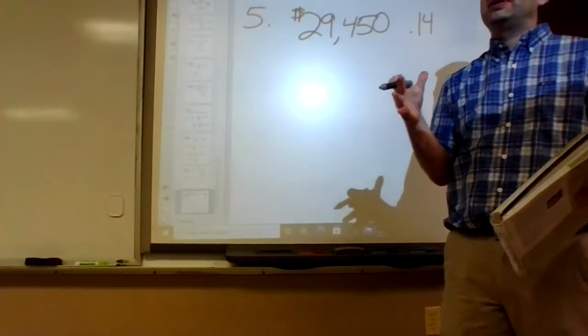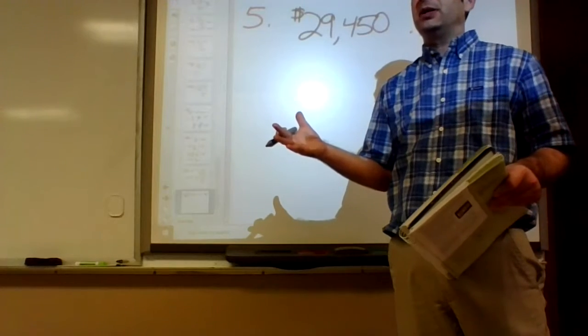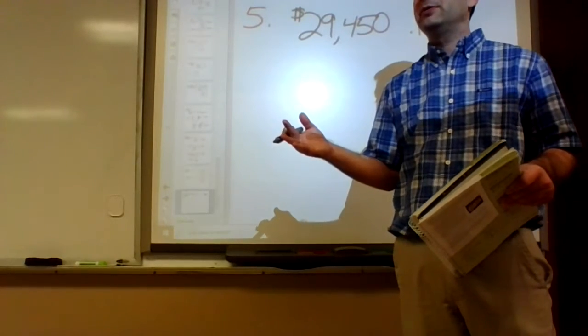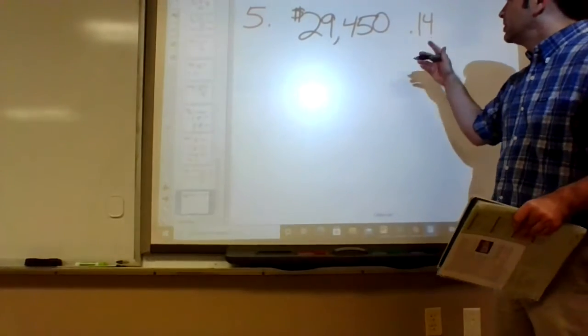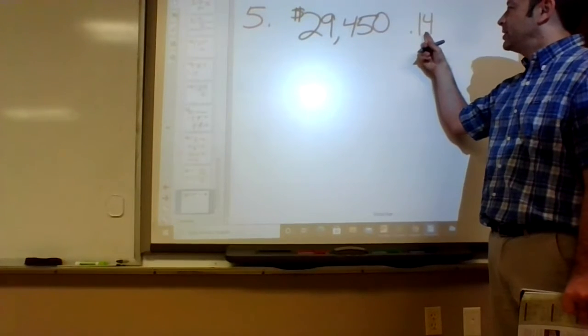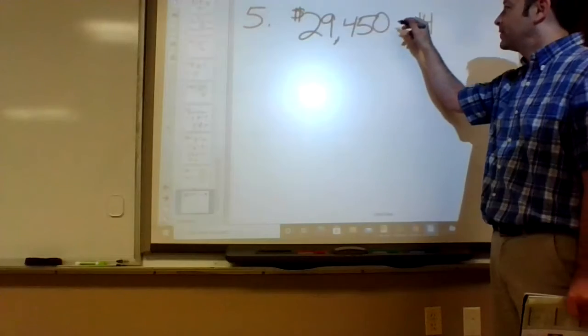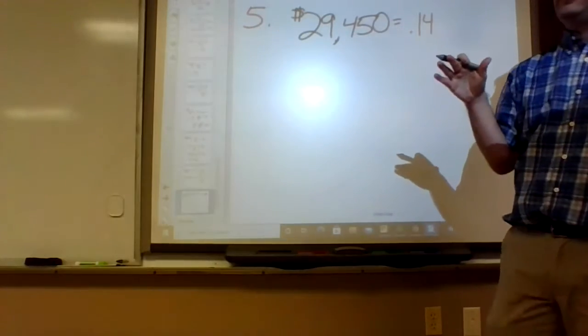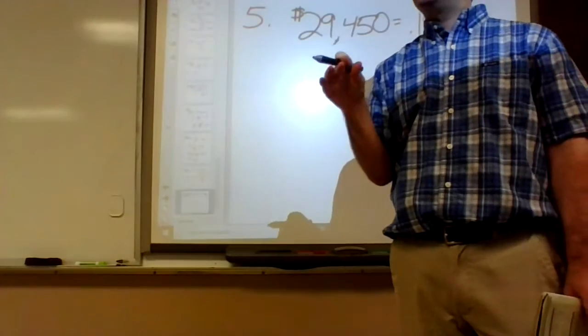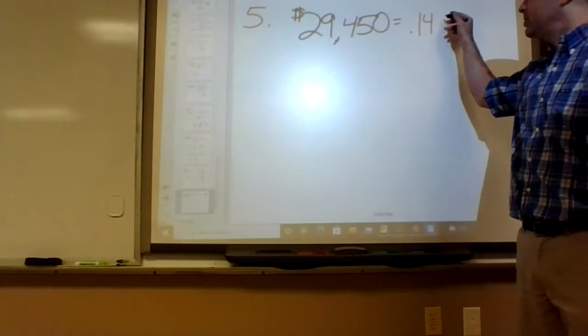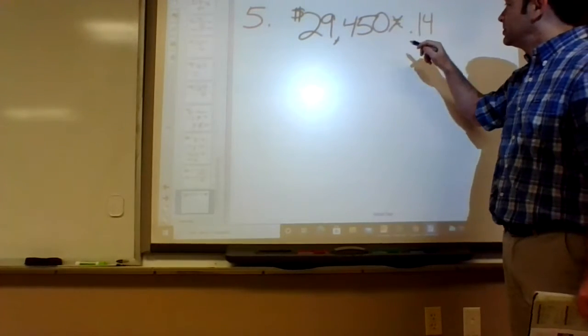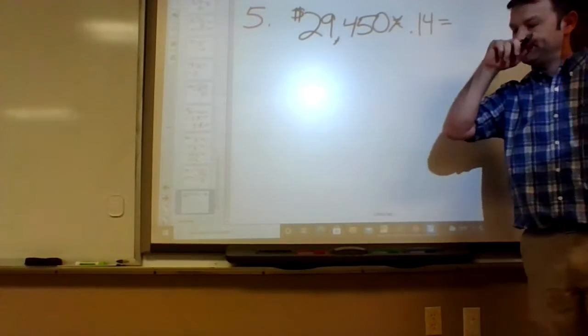So the commission is how much money the salesperson is gonna get. So guess what we're gonna do? The salesperson's gonna get 14% of 29,450. If you multiply by a number that's less than 1, like 0.14, you're gonna get a smaller number.